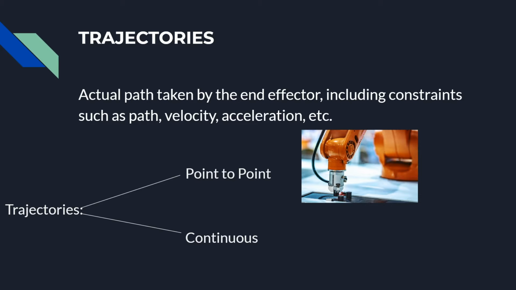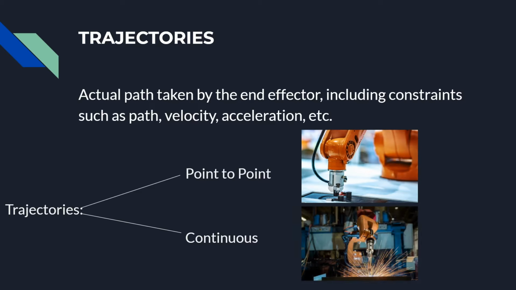Point-to-point trajectories are generally used by robots that are pick and place. So they just want to pick up an object from one position and place it in the other, and the path that it follows really doesn't make too much of a difference to the actual use of the robot. On the other hand, for continuous path trajectory robots, the path really does matter. If you are welding something and you have to weld from point A to point B in a straight line, you have to make sure that you're going in a straight line and you cannot go in any other way.